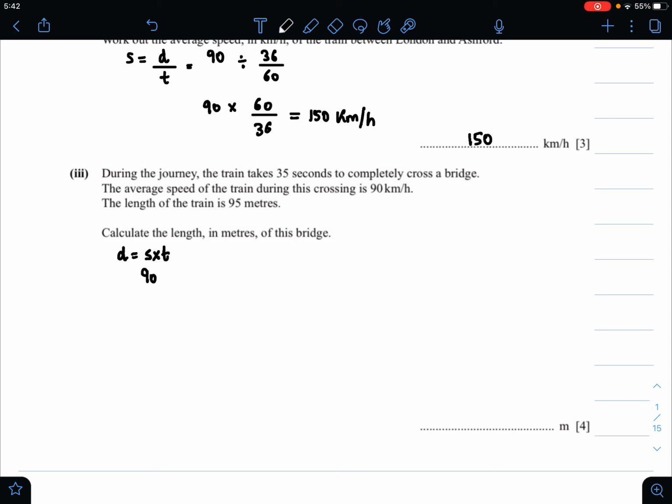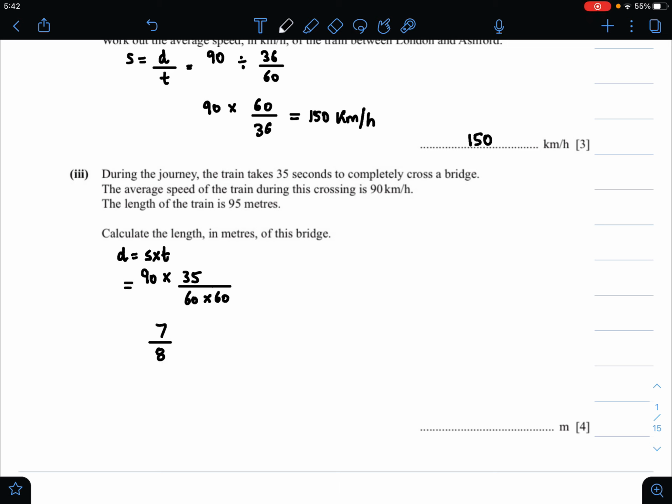So 90 multiplied by 35 divided by, if we divide seconds by 60, it'll become minutes, and if we divide it by another 60, then it'll become hours. So if we work out 90 multiplied by 35 divided by 60 and then divided by 60 again, you'll get your answer as 7 by 8 as a fraction. Now 7 by 8 is the distance in kilometers, and we need to convert it to meters. Since it is kilometers, we multiply it by 1000 to convert it to meters, and therefore you will get 7 by 8 multiplied by 1000, which is equal to 875 meters.